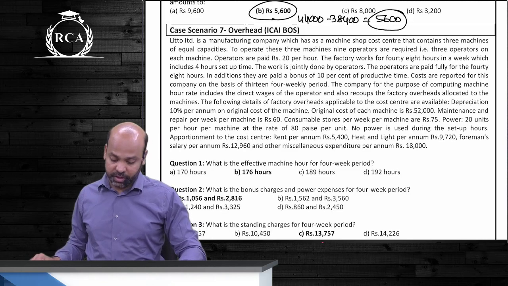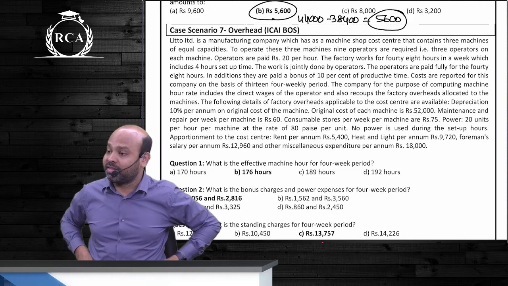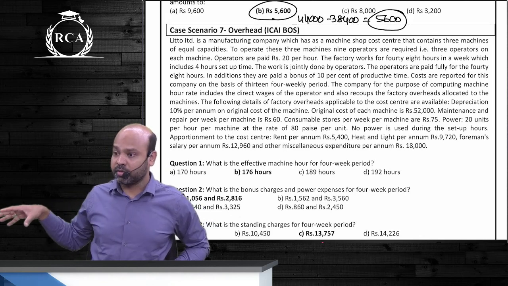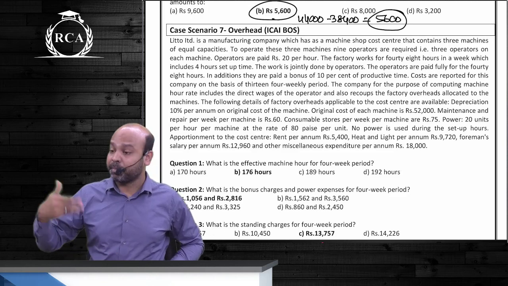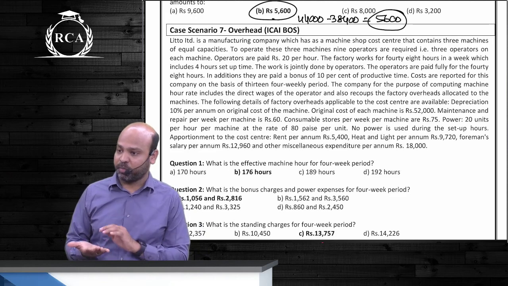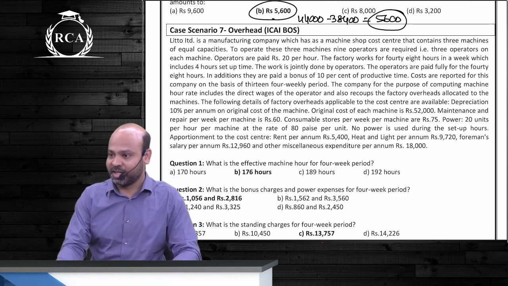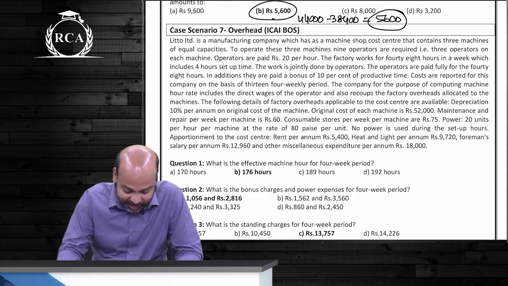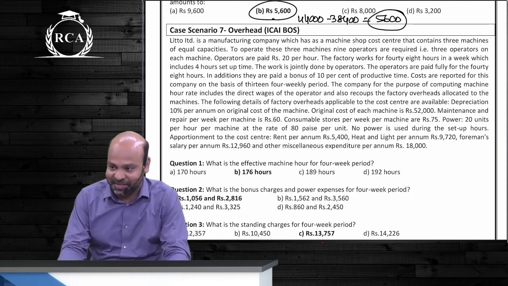Question number 7, guys. This question is an exact copy of what we did in the class. That means we have already done this question as a part of the overheads chapter. Let me read it once so that you may recall something. Lito Limited is a manufacturing company which has a machine shop.